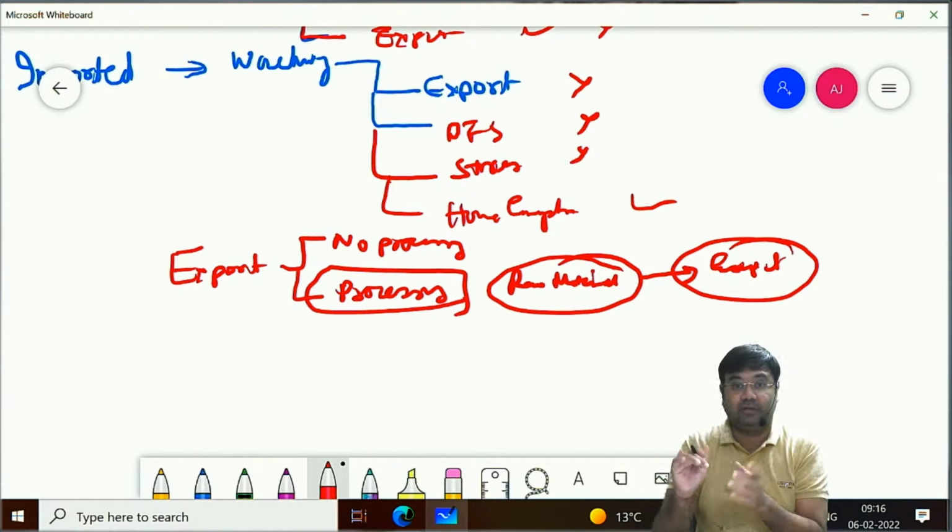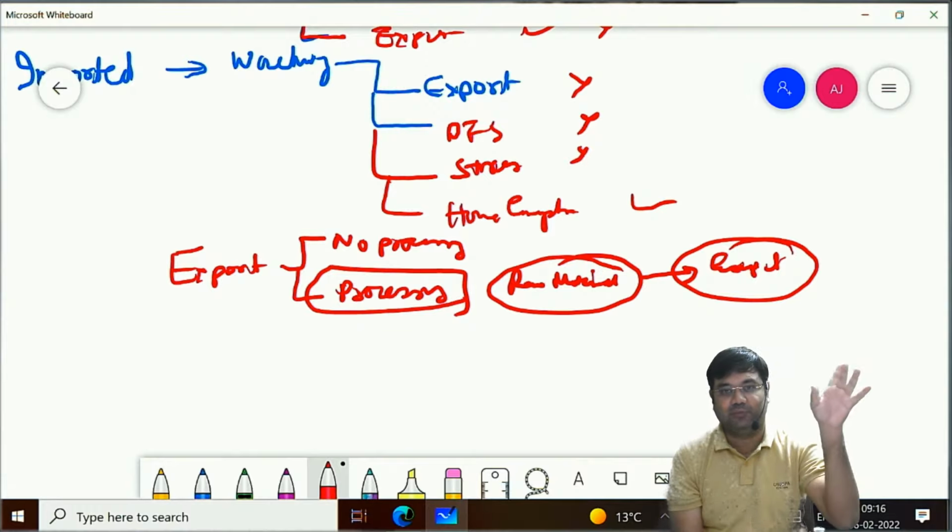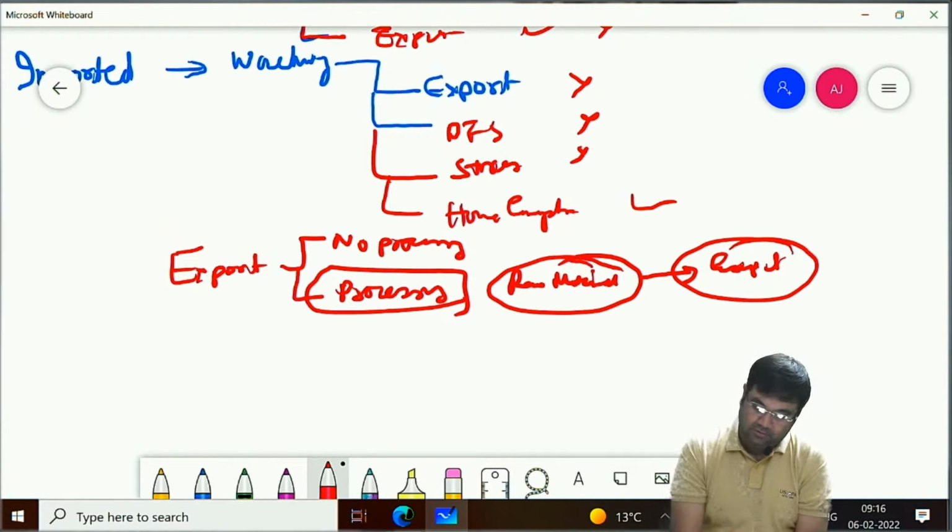But he is doing the processing, not by clearing for home consumption. In the warehouse itself, he can manufacture, he can do the processing. Few of the warehouses provide such a facility of manufacturing. So you imported plastic, okay, you would like to make toys, so you can make that and you can export. Okay, so in that scenario, no duty. So whether as it is or you manufacture it, you do the processing and then export.